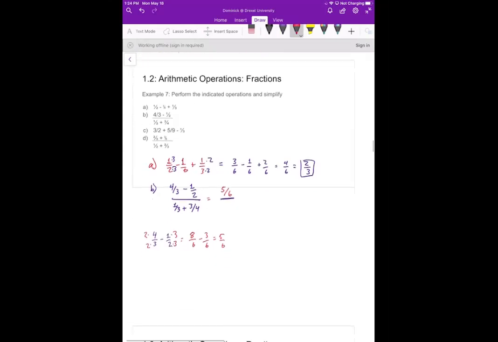If we look at the bottom off to the side, I have 1/3 plus 3 over 4. So my least common denominator here will actually end up being 12. So this one needs to get multiplied by 3 and this one by 4. So we get 4 over 12 plus 9 over 12. So that gives me 13 over 12. So that's my new number here.